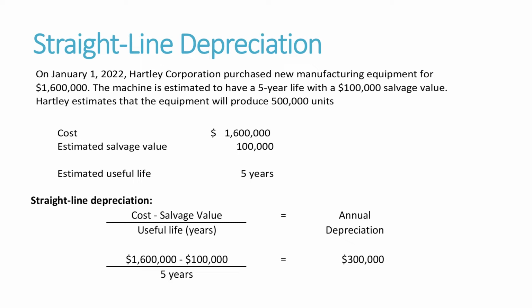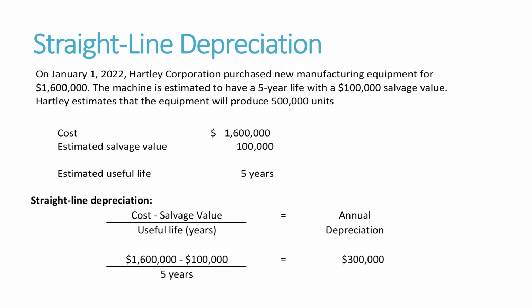The 5-year life is the service life or the useful life. That is the period of time that we're expecting to use the asset, and the $100,000 residual value or salvage value is the amount that we expect to get back when we sell the asset at the end of its useful life. In this problem, the useful life is expressed two different ways. One in years, 5 years, which we will use for straight line depreciation and declining balance depreciation. For the units of production method, we need to know how many units Hartley expects to produce using the machine, and that is the 500,000 units.